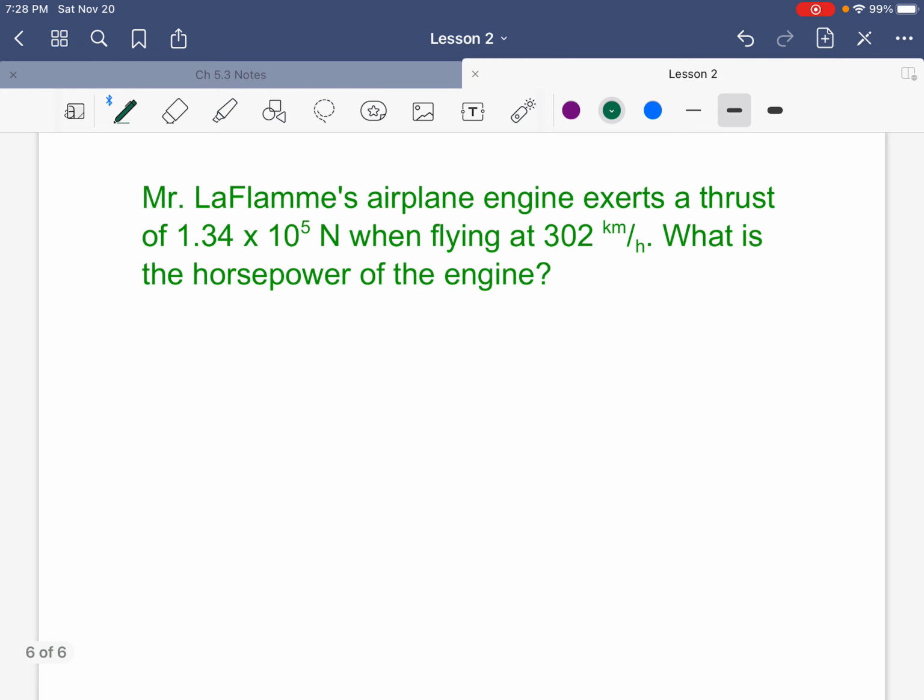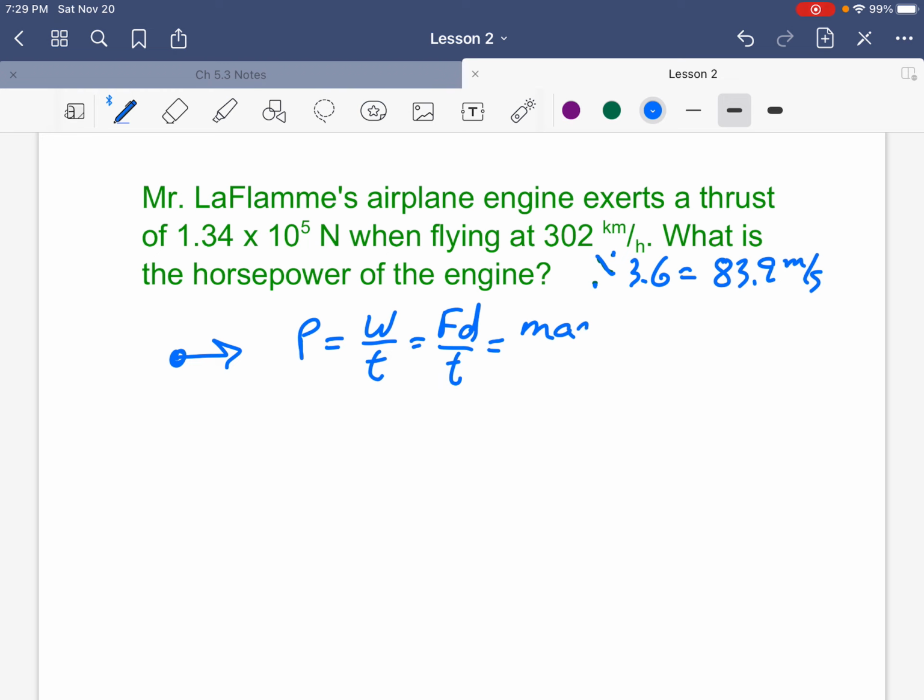Now, I could give you a question like this. Mr. Laflamme's airplane engine exerts a thrust of 1.34 times 10 to the 5 newtons when flying at 302 kilometers an hour. What's the horsepower of the engine? Now, divide by 3.6. That works out to be 83.9 meters per second. Now, the horsepower of his engine. So there's the free body diagram. Power, work divided by time, force distance over time, MAD over T, MGH over T, force times velocity.